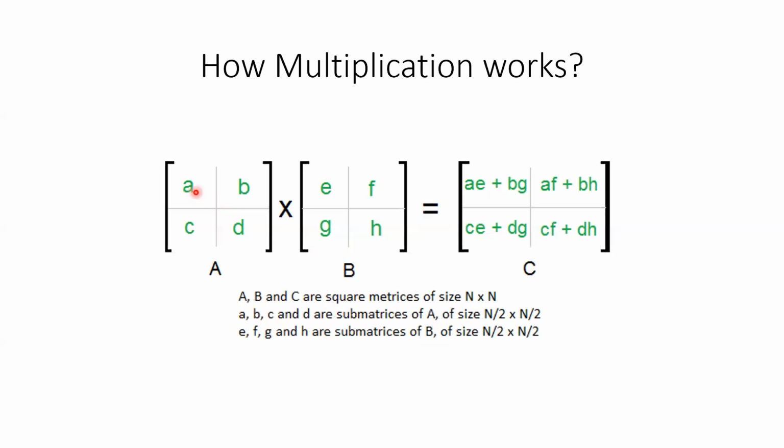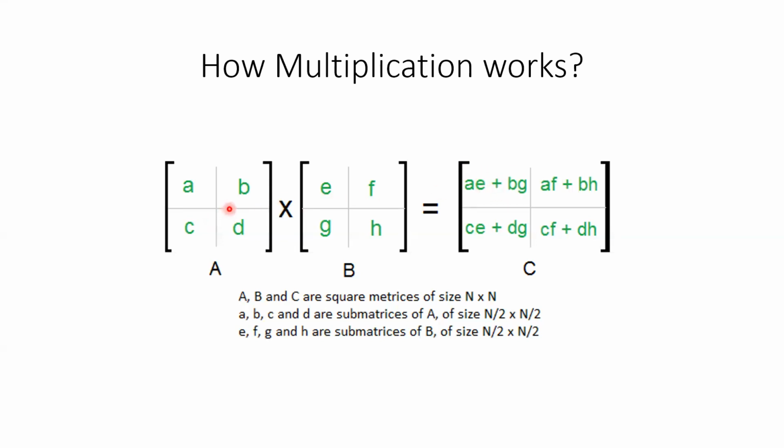So how does it work? A into E means the first element of the first row of the first matrix should be multiplied with the first element of the first column of the second matrix. A into E, then continuing further, that is B with G. So AE plus BG gives rise to the first element of the first row of the product matrix.